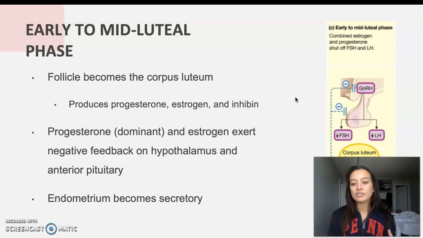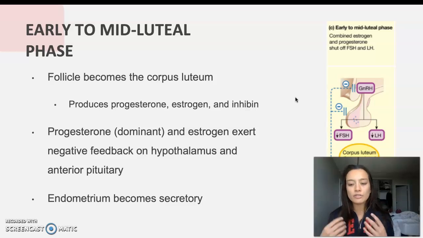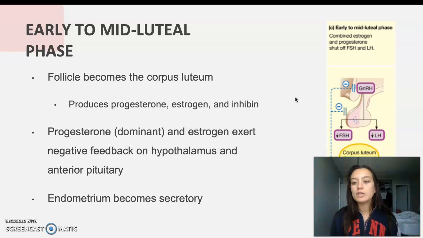So following ovulation, we just said that ovulation is when the follicle releases an egg and the follicle itself stays in the ovary. The follicle will undergo a transition and become the corpus luteum. So the corpus luteum is a structure that produces progesterone, estrogen, and inhibin. So progesterone is the dominant secretion of the corpus luteum.